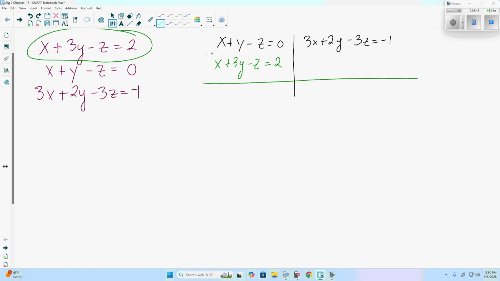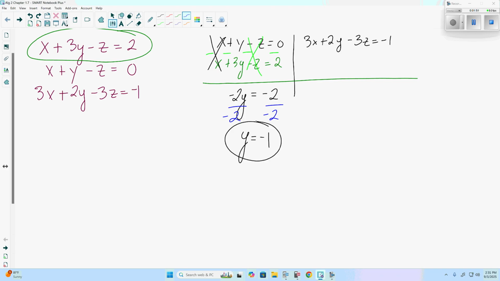And at this point here, we're going to subtract, because negative z minus negative z, -1 minus -1, is indeed 0. X minus x is also 0. Y minus 3y is going to be -2y. Z minus z is still 0. 0 minus 2 is -2. Since we only have one variable left, we'll divide both sides by -2 and get that y is equal to -1. So we do have a specific value for y.